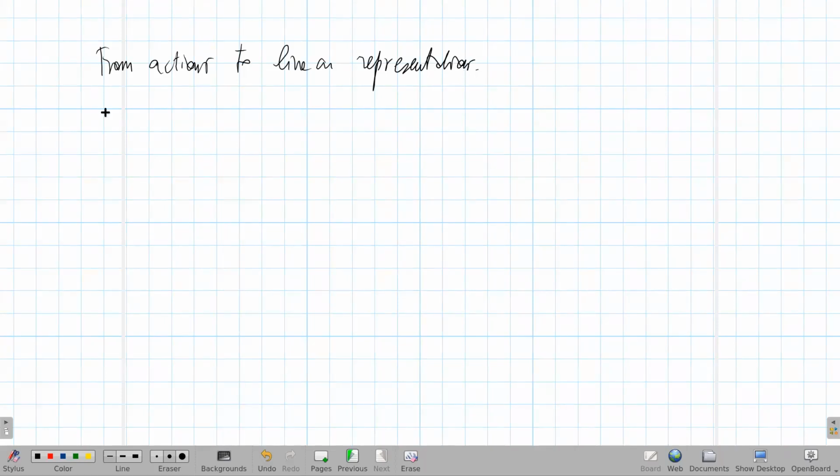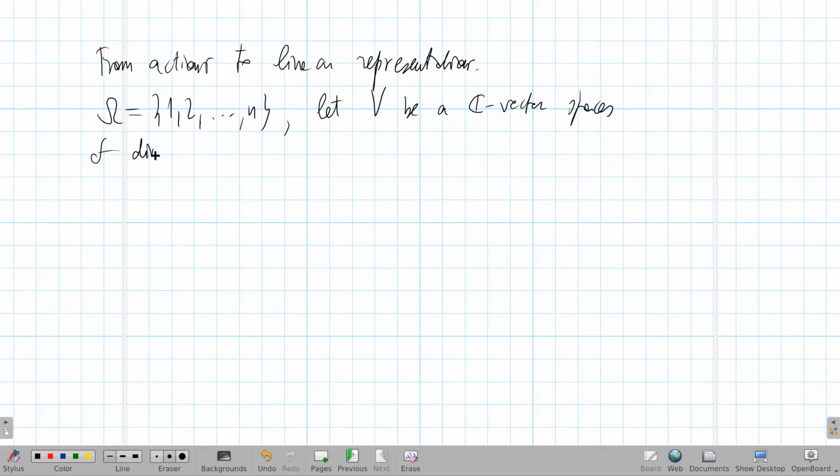For simplicity, take omega to be the set 1 to n, okay? Let V be a vector space, a C vector space. All vector spaces will be over C, unless I say otherwise, of dimension n, and basis, let's say V1, ..., Vn, okay?